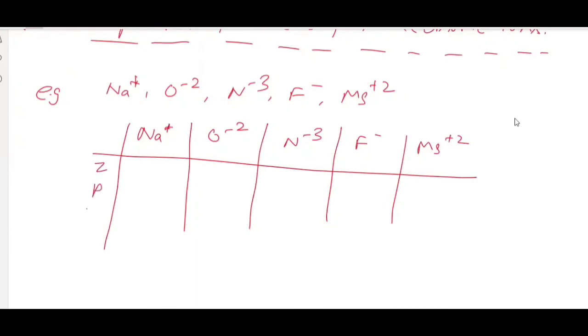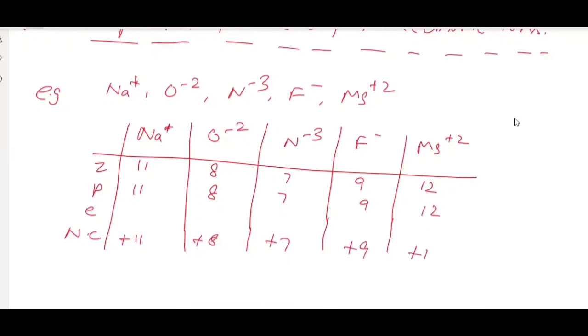Atomic number, protons, electrons, nuclear charge. We know atomic number of sodium is 11, so Na positive उसका atomic number भी 11. Atomic number of oxygen is 8, so O minus 2 का atomic number वो भी 8. N minus 3 is 7, F is 9, Mg is 12. Protons are same, 11, 8, 7, 9, 12. Nuclear charge plus 11, plus 8, plus 7, plus 9, plus 12.